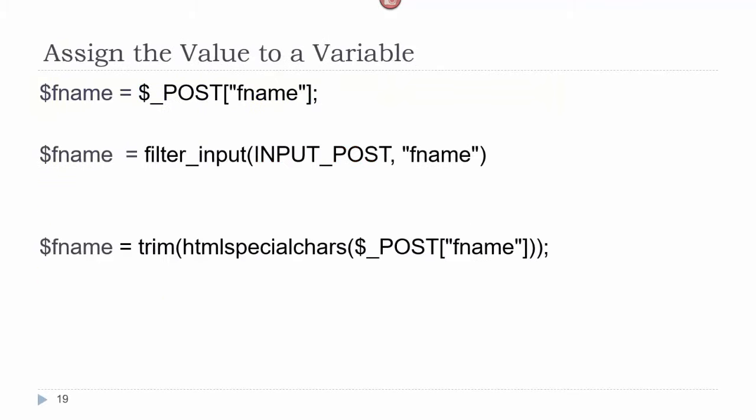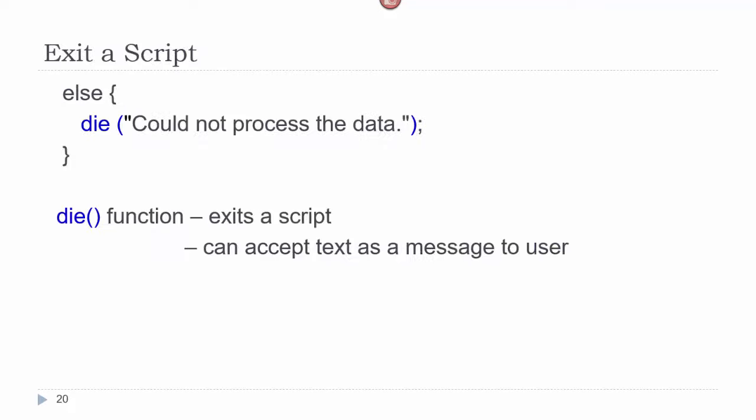So ultimately, there are several ways that we can retrieve the value and assign it to a variable. $_POST, filter_input, and ultimately we can use our htmlspecialchars and our trim. Here again, the above two also work with a get.